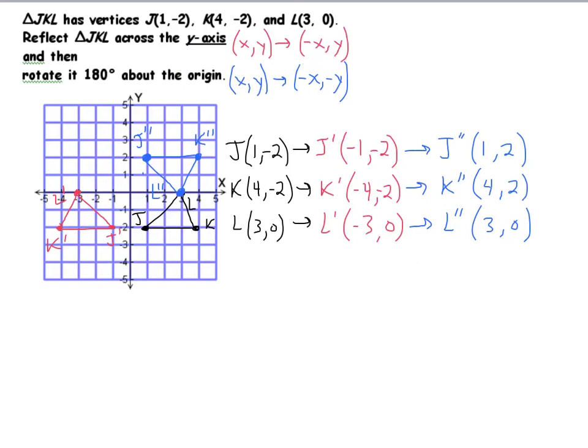And then we rotated 180 degrees about the origin. So my rule said you're going to negate both the x and the y when you do a 180 degree rotation. So I took my J prime, K prime, and L prime and negated both the x and the y's. So by doing the rotation, I got J double prime to be (1, 2), K double prime to be (4, 2), and L double prime to be (3, 0). Hopefully that's what you ended up getting also.